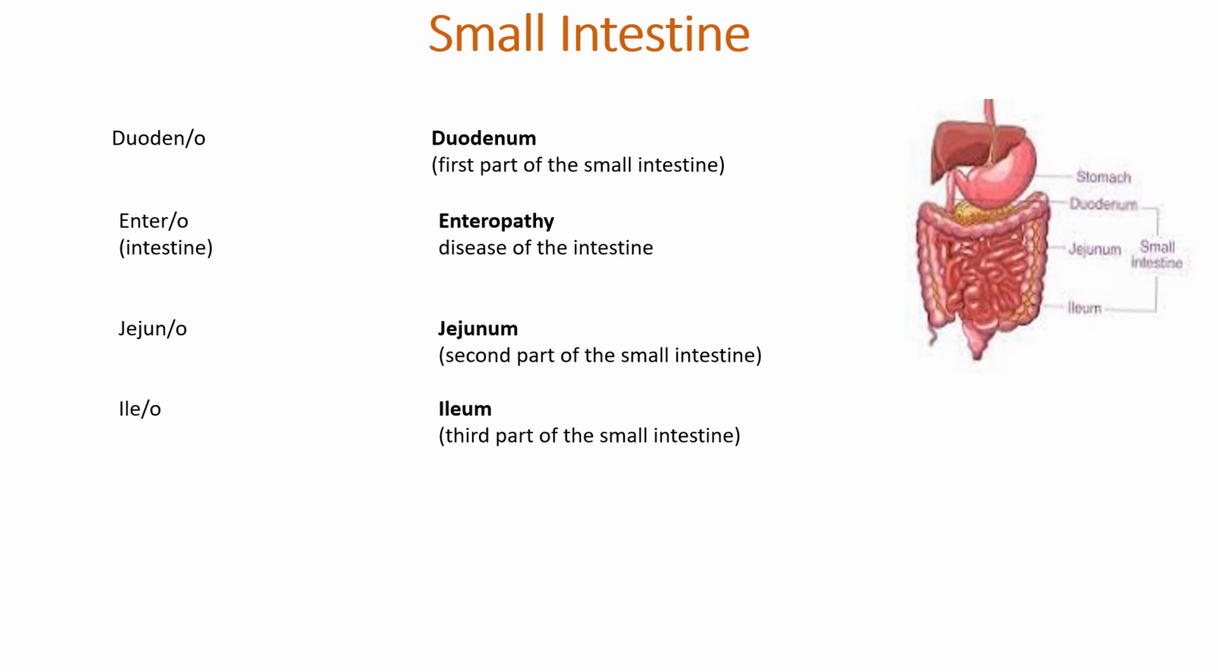And last, we have ileo. Not to be confused with the spelling ileum, I-L-I-U-M. Yes, sometimes in medical terms, the words are pronounced the same, spelled differently, and have a different meaning. So the spelling ileum, I-L-I-U-M, means part of the hip. But here in the digestive system, ileum, spelled I-L-E-U-M, is defined as the third part of the small intestine.